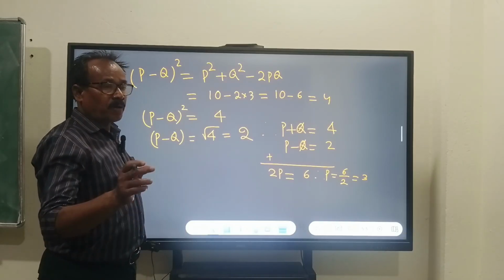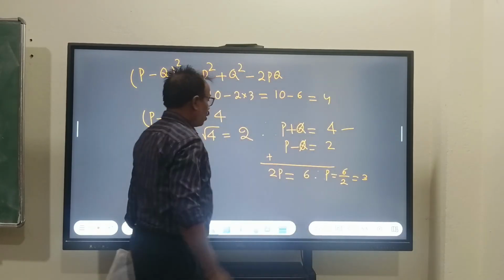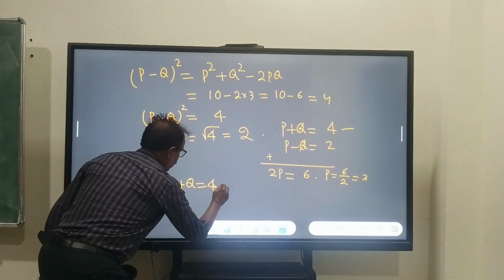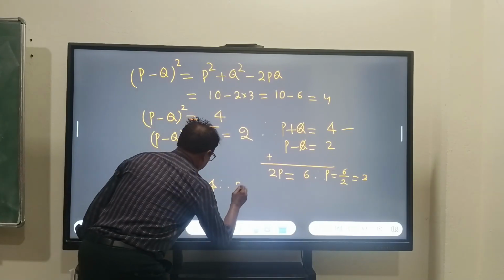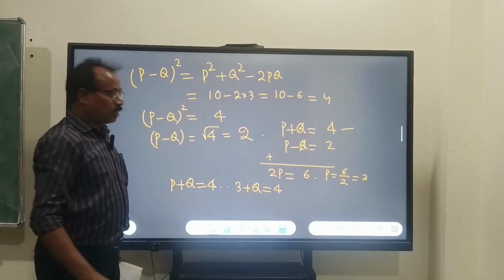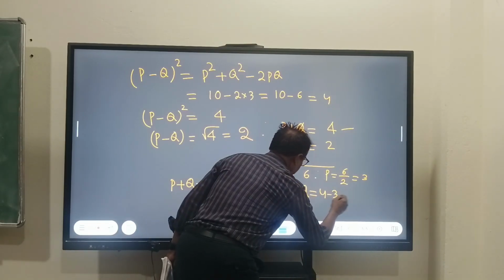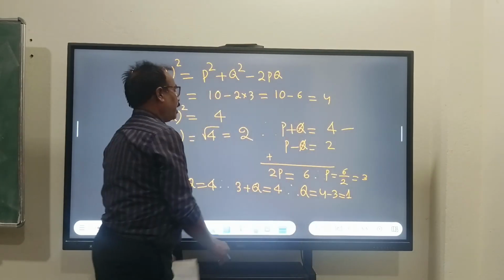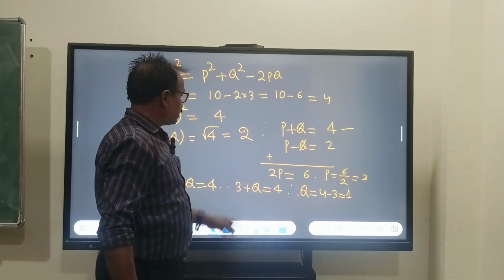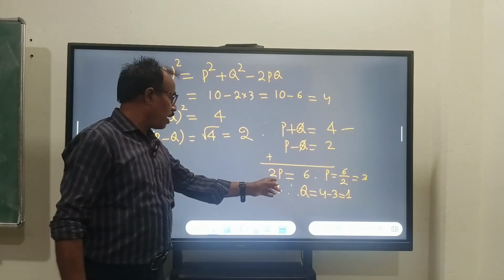Then putting the value of p in this equation or this equation, we have p plus q is equal to 4, or 3 plus q is equal to 4, or q is equal to 4 minus 3, which is equal to 1. Then the two forces, that is p is equal to 3 and q is equal to 1. This is the required forces.